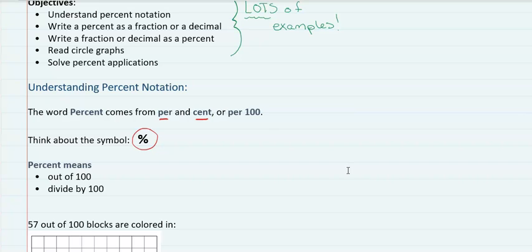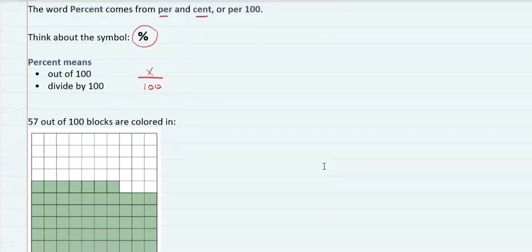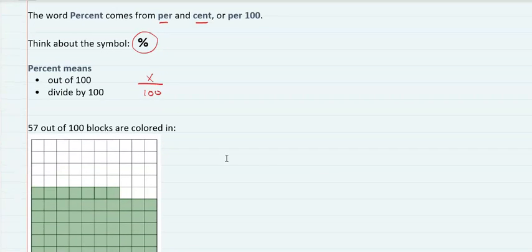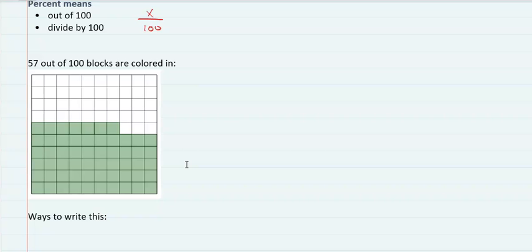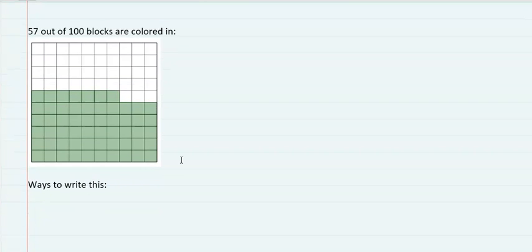So percent means out of 100 or divide by 100. Okay, so out of 100 or divide by 100. Some number out of 100 is the percent that you're going to get. All right, so just an example here. Out of 100 blocks here, 57 of them are colored in. So we're going to look at three different ways to write this. Out of 100, we have 57 out of 100 that are colored in.